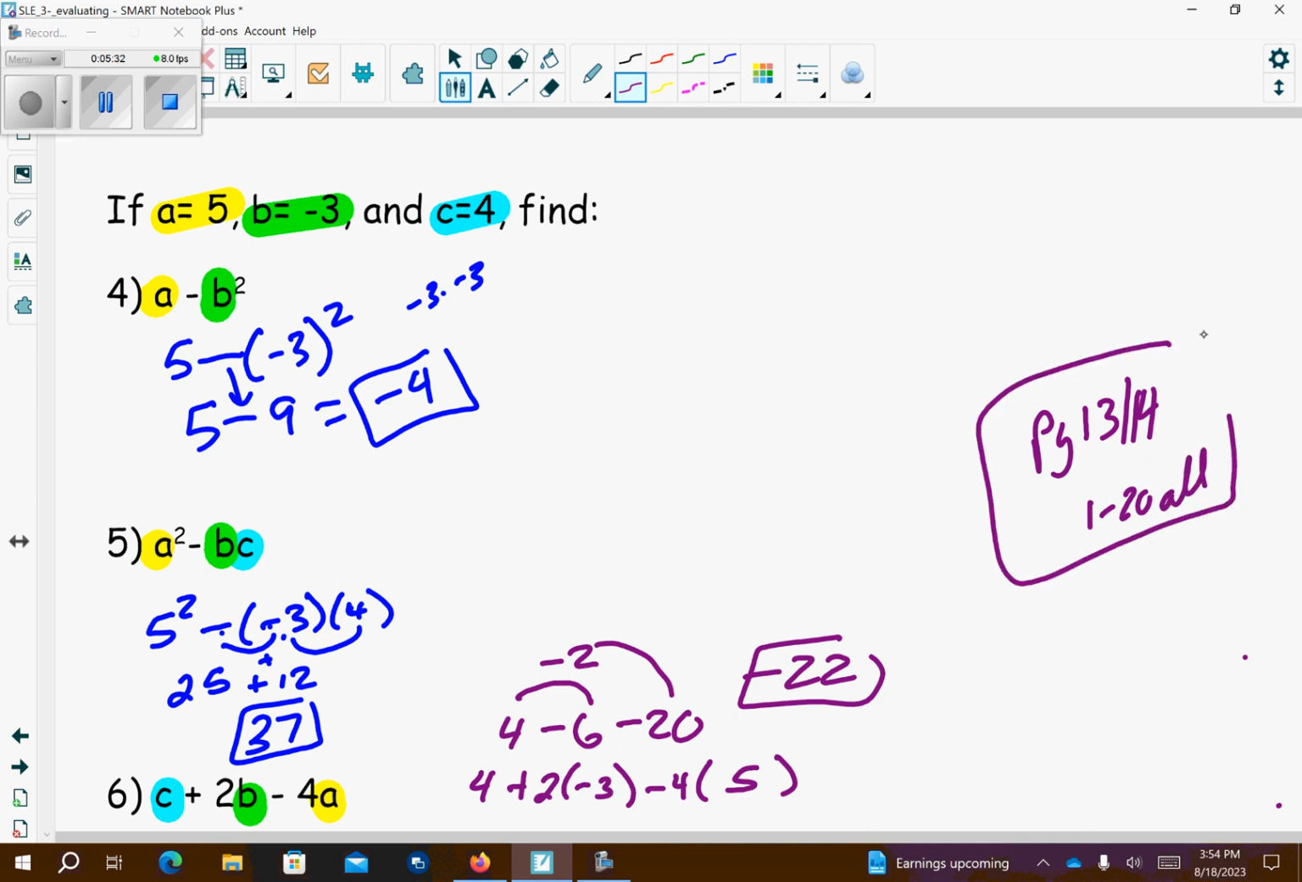Now realize the odd answers are in the red folder for SLE 3. You can watch the video to get the odd answers, which shows how it works out. It's another video as well.